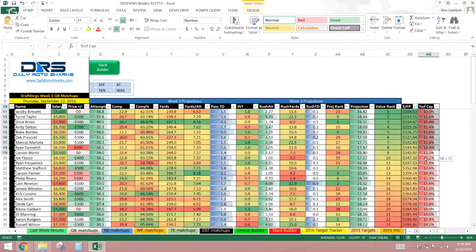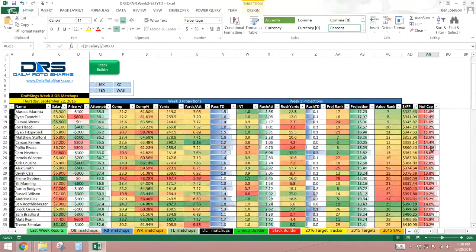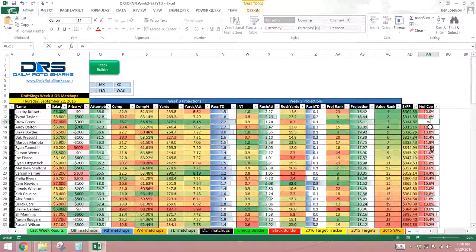This is percentage of the cap. It shows you, based on the total salary cap, this player will take up that much percentage of the cap. So Jacoby Brissett at $5,000 only takes up 10% of your cap, so you have 90% of your salary to work with. And if you take Drew Brees, you have 15% taken up of your cap. So that's just a way to look at how much they affect your lineup when you're taking a player, and that has to do more with value stuff.